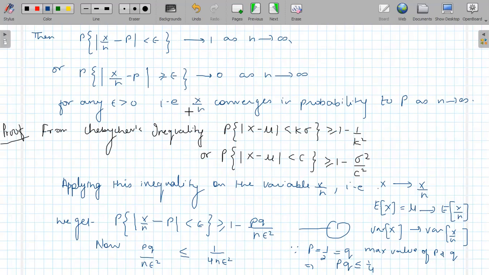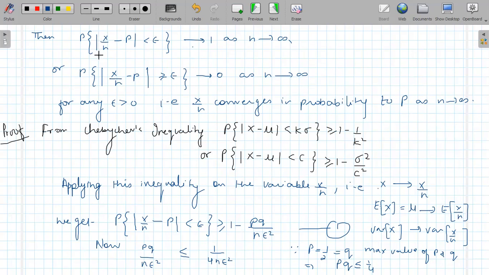Means we can say the probability of this ratio will be equal to p as n approaches to infinity. So this is called Bernoulli law of large numbers. So we have to prove this: its probability will approach 1 as n approaches to infinity, or we have to prove this.